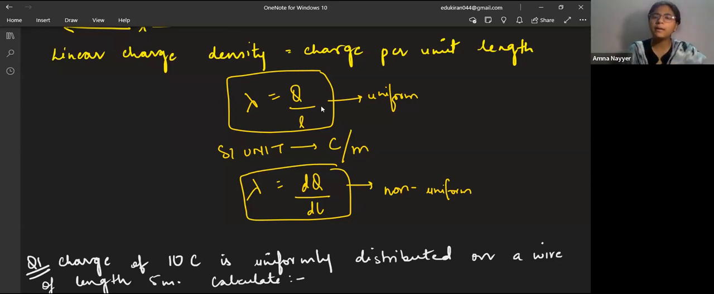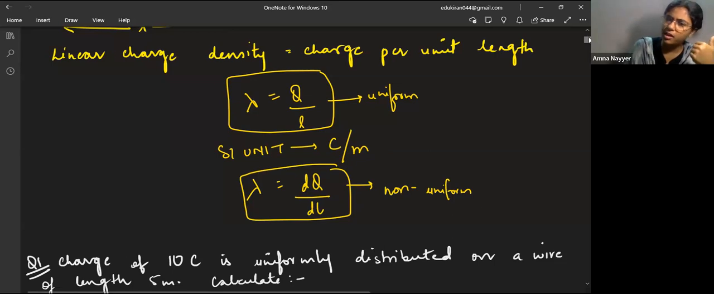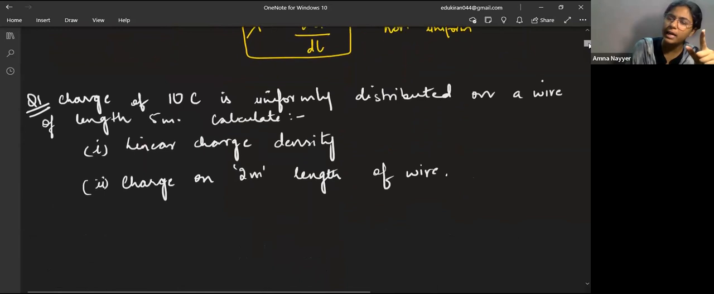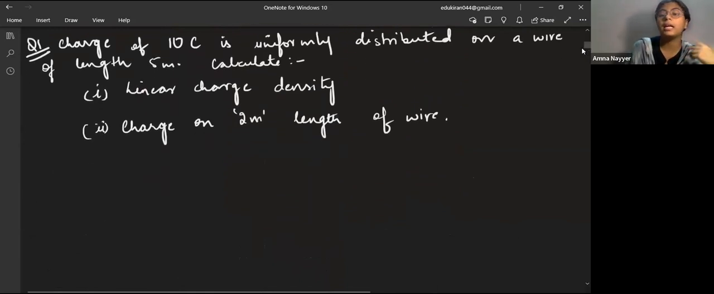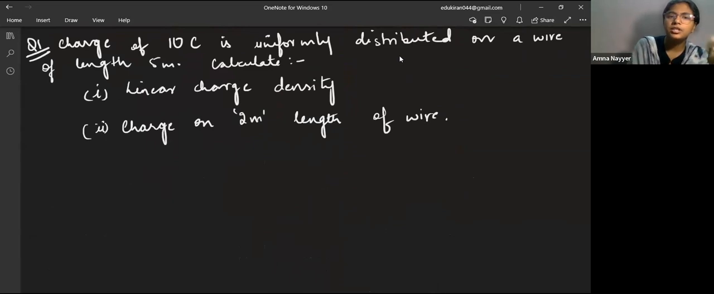So how to apply both these formulas? Let's see. I'll give you two situations where one will be uniform, so you will understand how to apply lambda is equal to Q by L and when to apply lambda is equal to dQ over dL. See, this question says that charge of 10 coulomb is uniformly distributed on a wire of length 5 meters. You have to find out linear charge density.